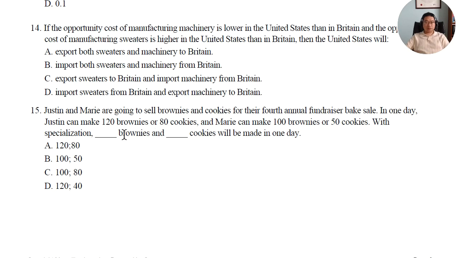Now let's look at question 15. Justin and Marie are going to sell brownies and cookies for their 4th annual fundraiser bake sale. In one day, Justin can make 200 brownies or 80 cookies, and Marie can make 100 brownies or 50 cookies. With specialization, okay, now comparative advantage, who has the lower opportunity cost, right? How many brownies and how many cookies will be made in one day?